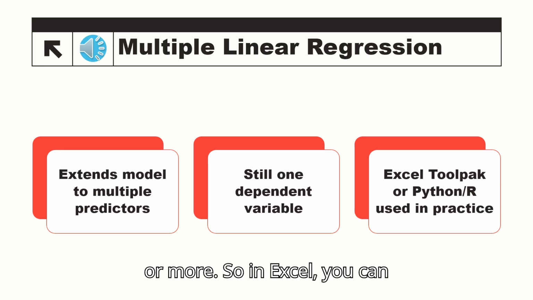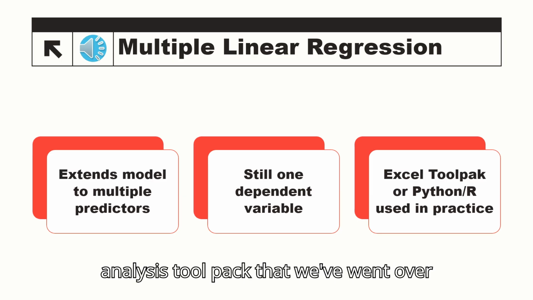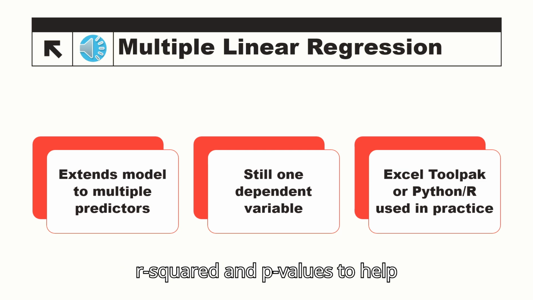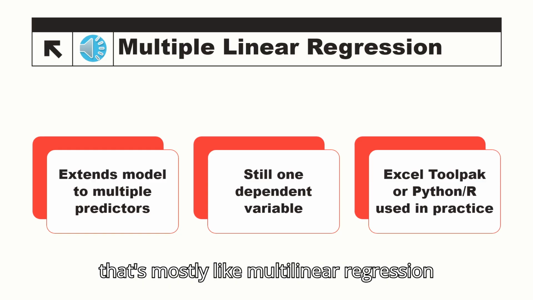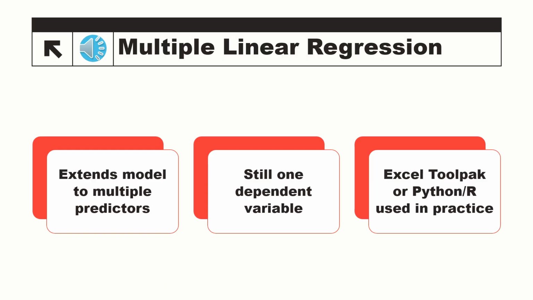So in Excel, you can do that in just a few clicks in the data analysis tool pack that we went over in the class. It outputs coefficients, R square, and p values to help you interpret the results. And that's mostly it, multilinear regression is going to be the focus of your PD2, right?